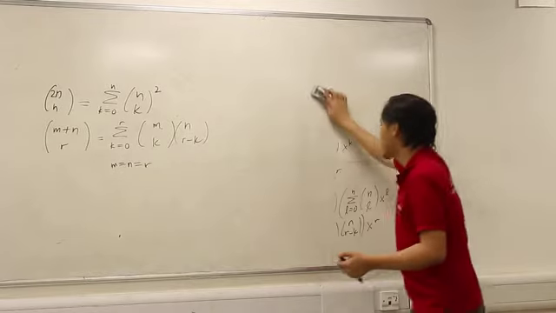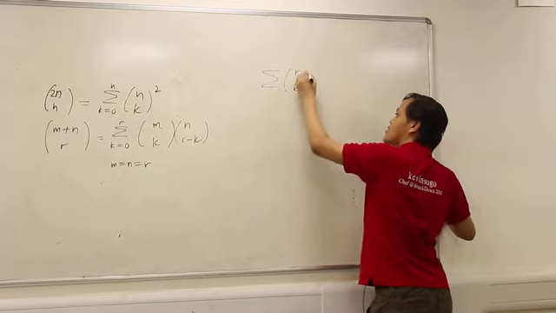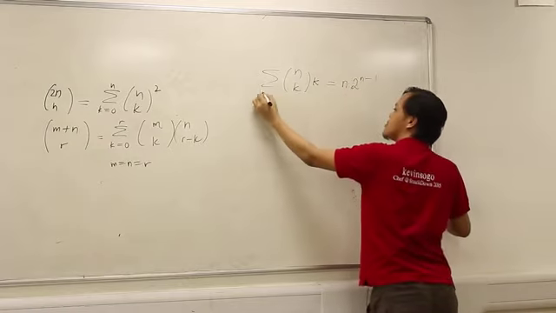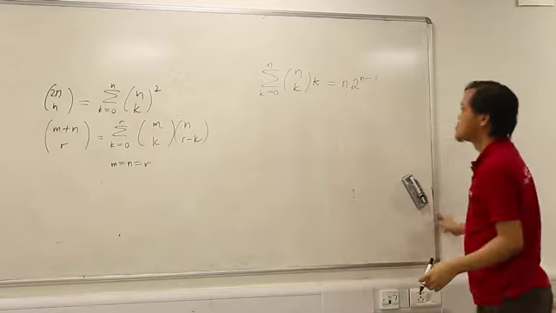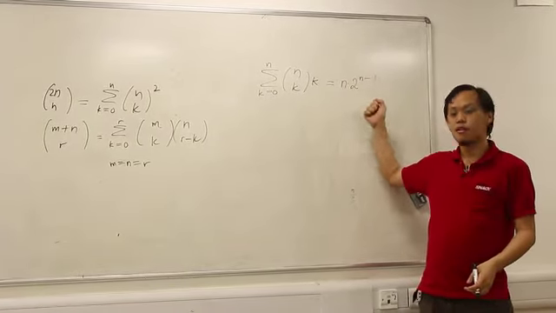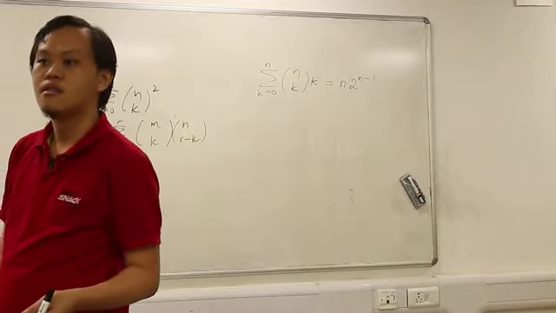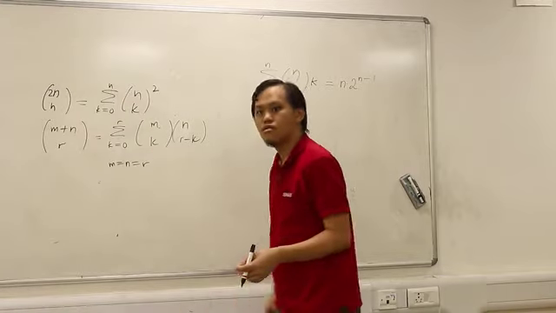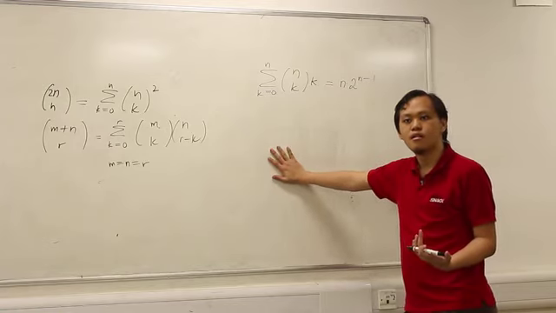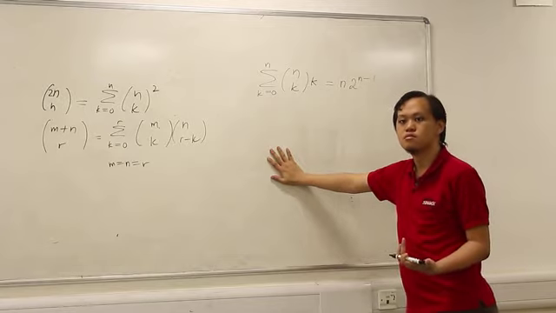Now, let's try to tackle this question. How do we prove that this expression is equal to n times 2 raised to n minus 1? This is pretty popular as well. So what are we counting here? All the possible number of teams with a captain, that is, a special position in the team, in a set with a special position in a set.